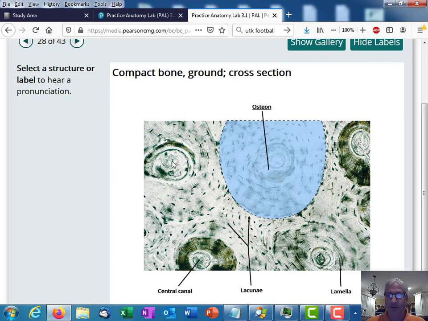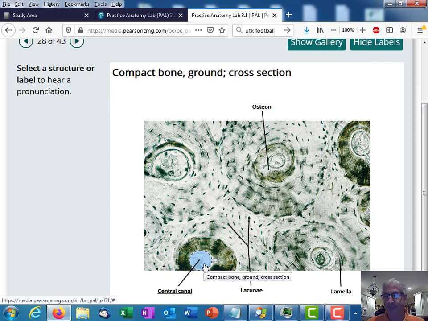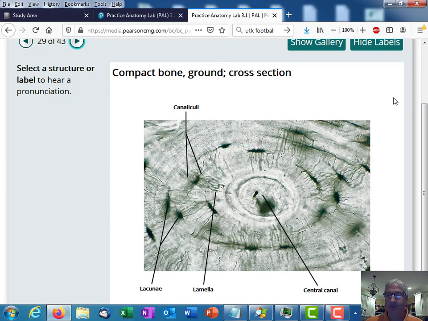And the middle of each one is the central canal. There's one, and there's a central canal. So let's see, next slide is a high magnification view of a single osteon. So this whole thing here is an osteon.